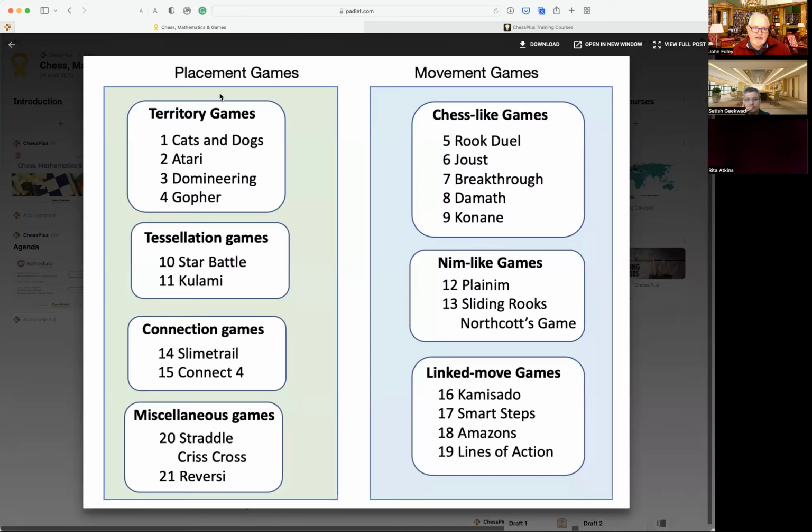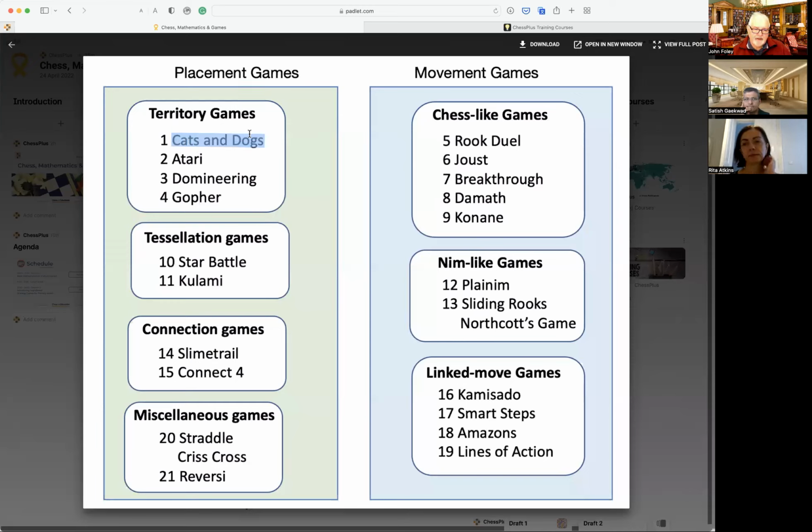And then within placement games, you've got one big category called territory games. You have to control as much territory as possible. We'll go on and have a look in a little bit more detail at Cats and Dogs shortly.